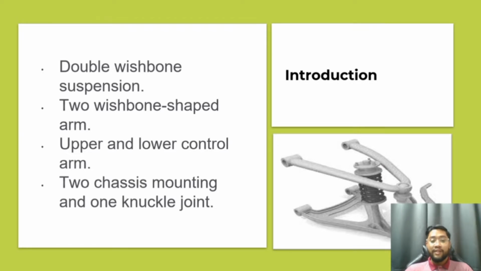A double wishbone suspension is an independent suspension design. This suspension uses two wishbone-shaped arms to locate the wheels. The two wishbone shapes are divided into two parts, which are the upper control arm and the lower control arm. Each wishbone has two chassis mounting points and one knuckle joint.